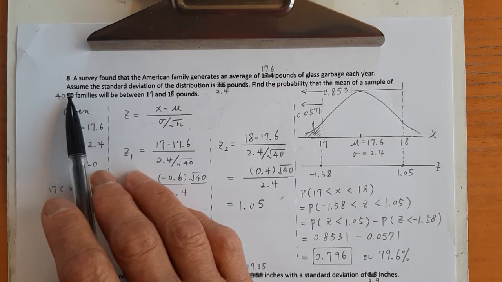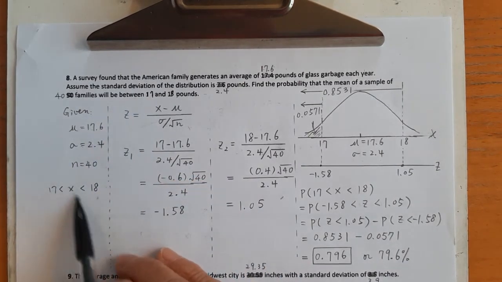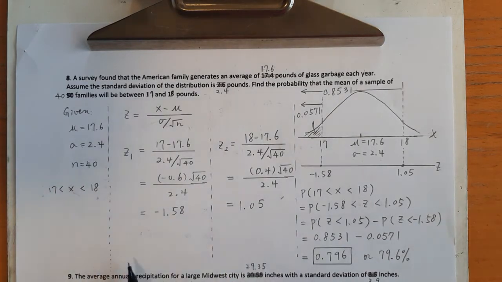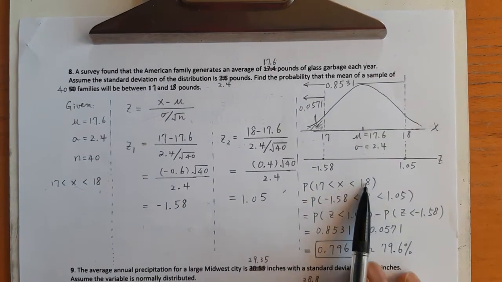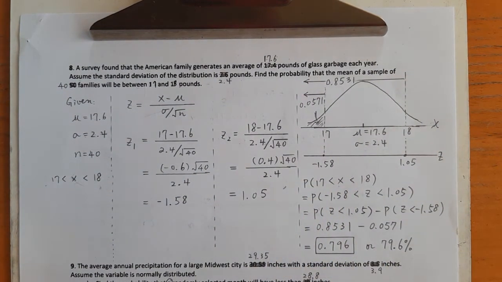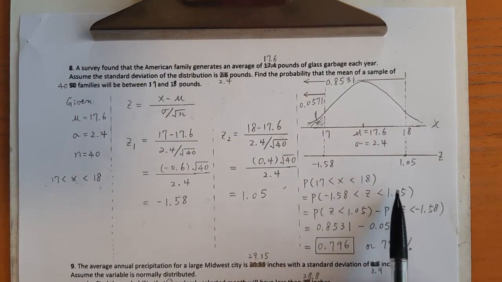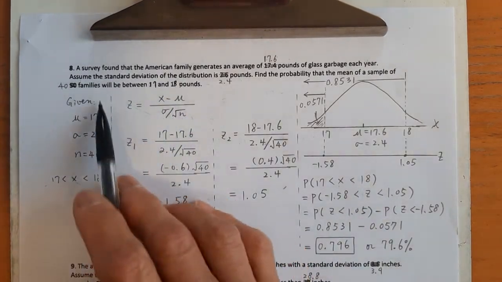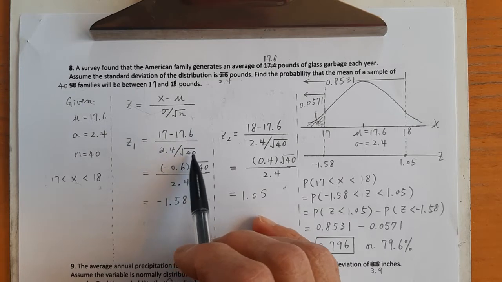of 40 families, so n equals 40, will be between 17 and 18, x greater than 17, less than 18. So we're looking for the probability of x between 17 and 18. So we have to convert 17 to a z-score and 18 to a z-score. Use this z-score formula. Because here n is not equal to 1, it is 40, we have to divide by the square root of n, which is 40.